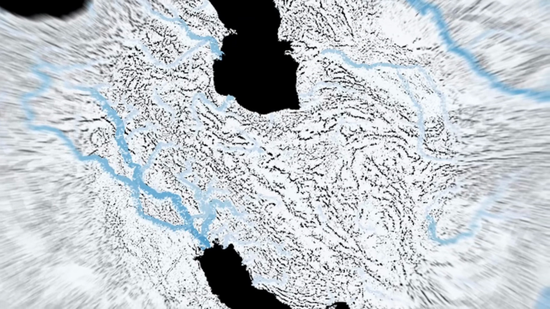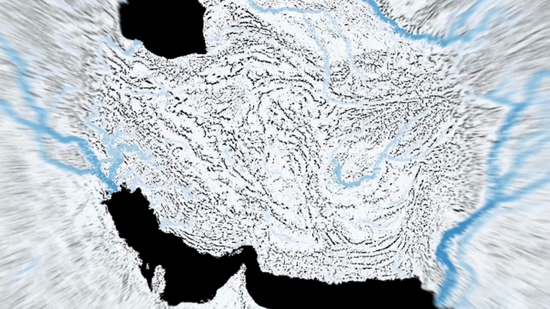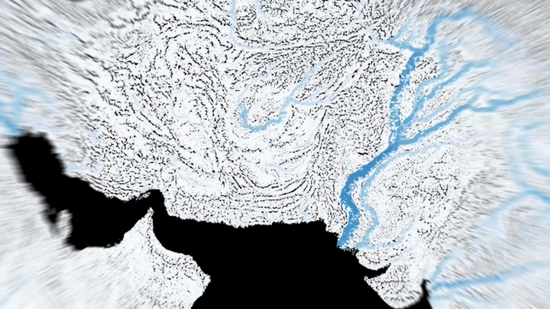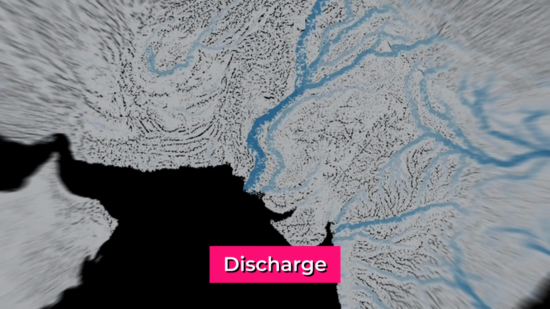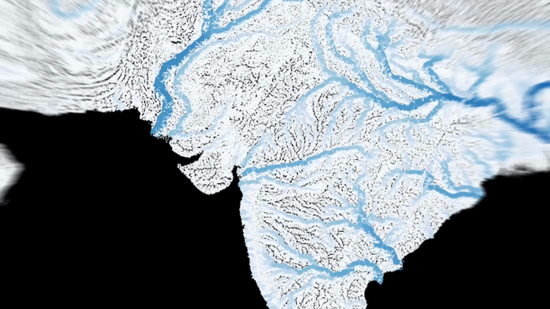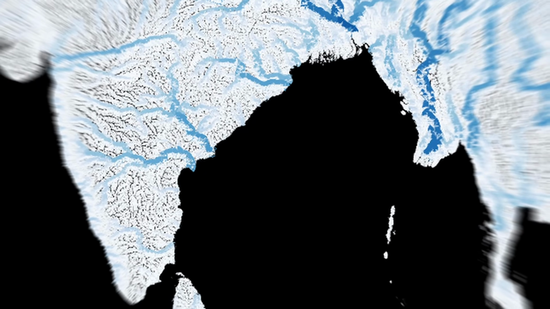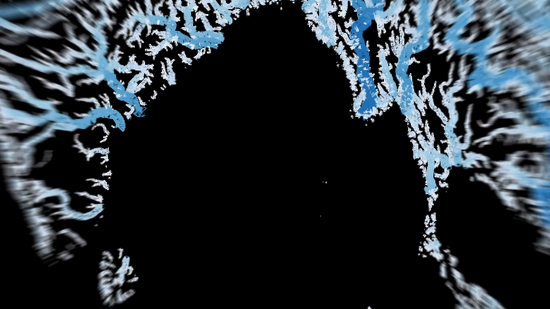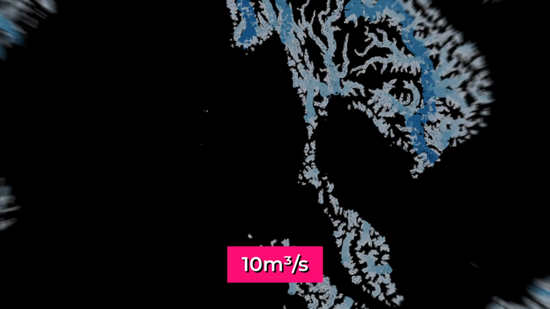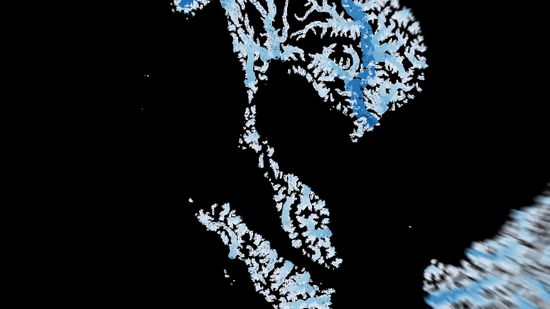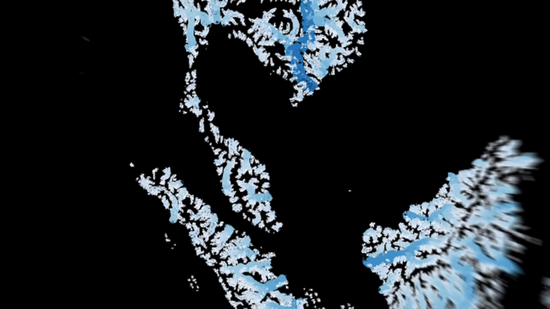But to make the map more realistic, we can filter out the smaller segments using a metric called discharge. This is basically an estimate of how much water would flow through each river if there were any water. And in this map, I only show segments where discharge is greater than 10 cubic meters per second. This is still not perfect, but it's much better.